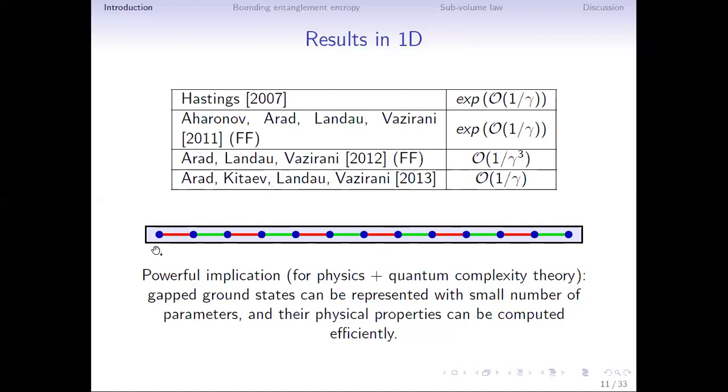These results have very powerful implications both for physics and quantum complexity theory. These results say that gapped ground states can be represented by a small number of parameters, which is interesting for quantum complexity theory purposes. And it also says that the physical properties of the ground states can be computed efficiently using this representation, which is very important for physics.